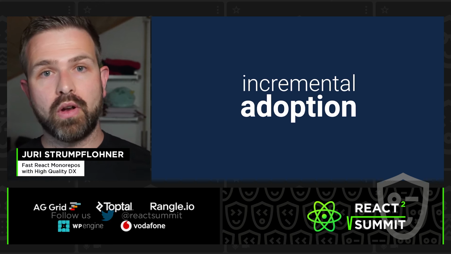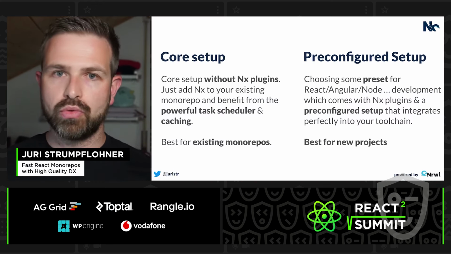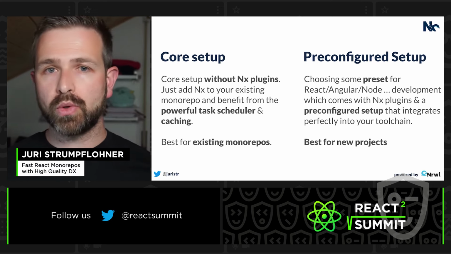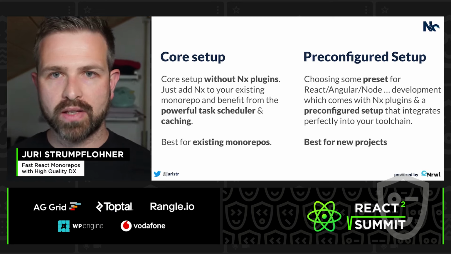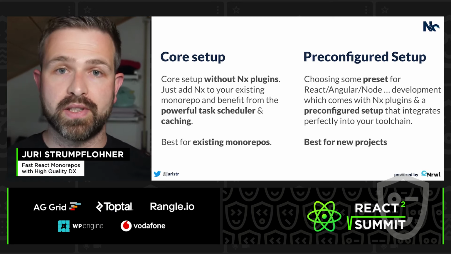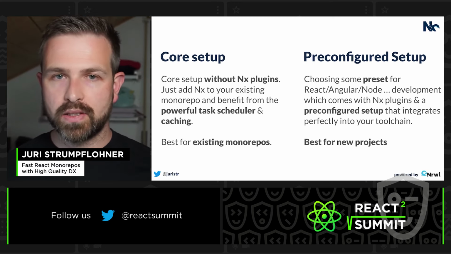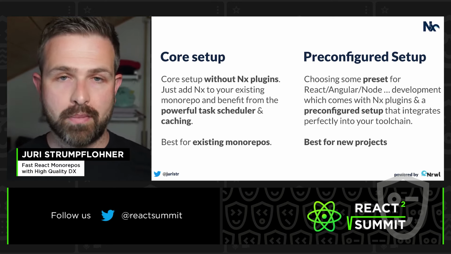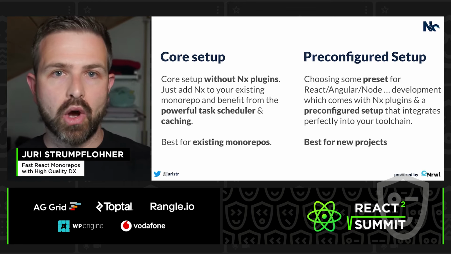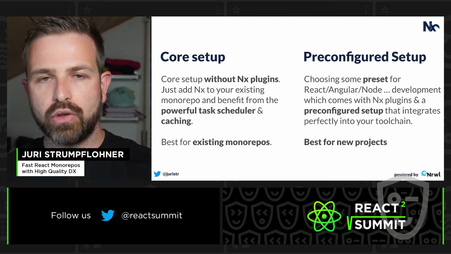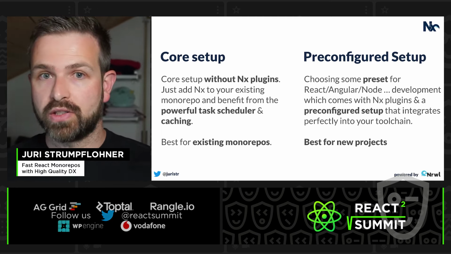And so first of all, things need to be incrementally adopted, right? So NX can be set up in two different main ways. You can get started with a core setup, which means you don't use any plugins that come with NX. You just install NX and use it on your existing monorepo. And so for migration scenarios, this is ideal because you can still use the same infrastructure that you had before, and NX will just make it much faster to run the tasks. So the thing you leverage is the fast task scheduler, the caching, and also the distributed task execution if you use NX Cloud, which you have just seen.